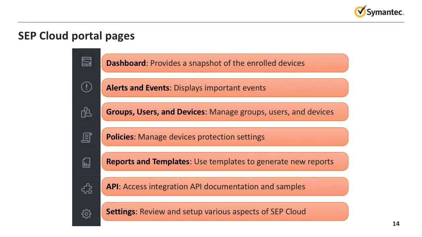The portal is separated into 5 pages that enables the grouping of common features in a logical and usable manner. For example, all policies can be managed by accessing the Policies page, and you can manage users by accessing the Groups, Users, and Devices page.